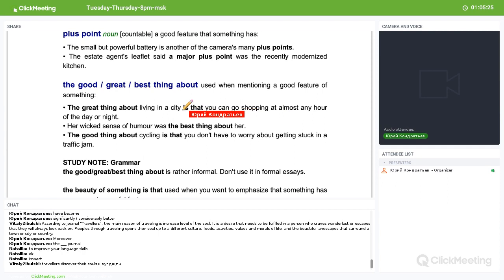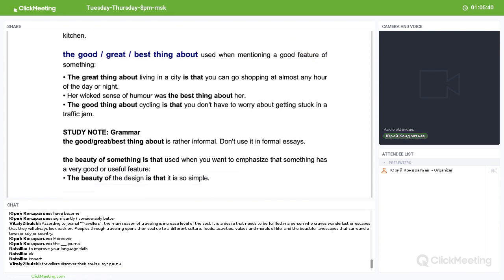So the great thing about living in a city is that you can go shopping at almost every hour of the day or night. Her wicked sense of humor was the best thing about her. The good thing about cycling is that you don't have to worry about getting stuck in a traffic jam. So you can use these expressions speaking.